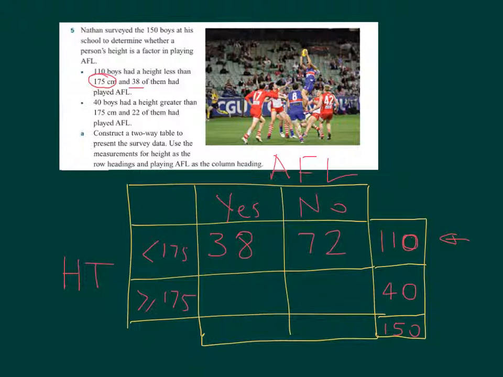22 of those 40, these 40 here, played AFL. That means 18 didn't. Now let's go work it out. What we end up with is 60 who play and 90 who do not. Okay, I hope we're happy with that. Let's have a look at some of the questions. That's just part A. You'll see part B on the next slide.